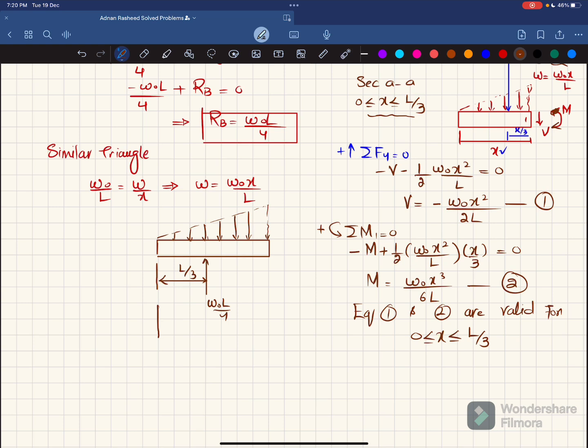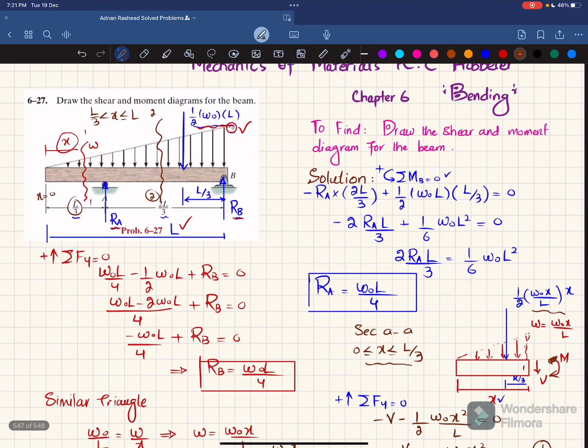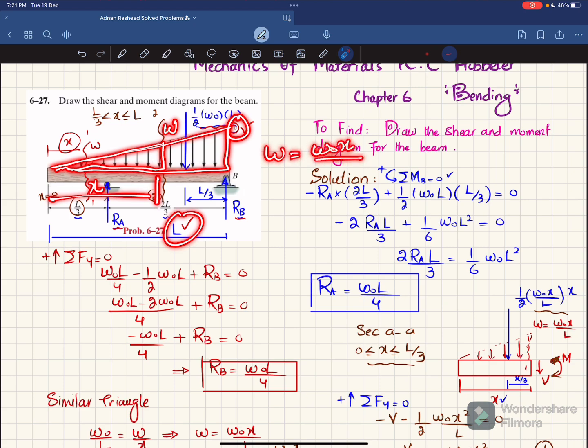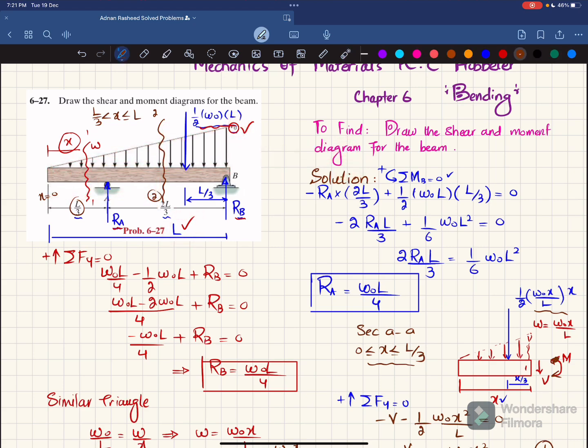And the total distance from this till the end of the beam is X, where we have cut this beam. So the remaining will be equal to X minus L by 3. And what about the magnitude over here? It will be the same, just like W naught X over L, because you can see you will have two similar triangles. One is this one and the second one is this one. So W naught over L is equal to W over X, and this W will be equal to W naught X over L.